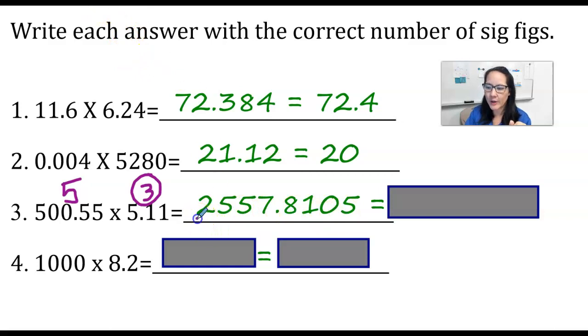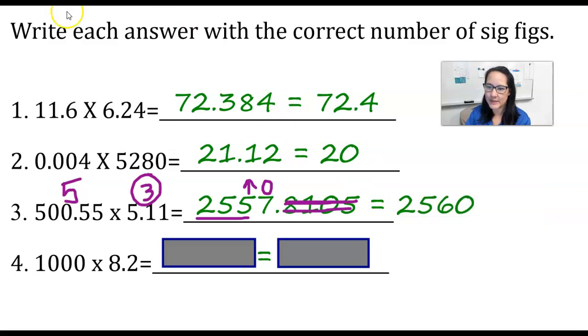I can only have up to 3 significant figures, so it's going to be the 2, the 5, and the 5. This 5 is followed by a 7, so it's going to round up and become a 6. This 7 needs a place holding 0, and everything following the decimal needs to be dropped off. And so our final answer is going to be 2,560.